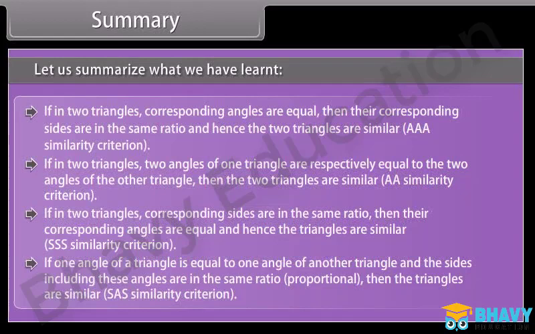If one angle of a triangle is equal to one angle of another triangle and the sides including these angles are in the same ratio, proportional, then the triangles are similar, SAS Similarity Criterion.